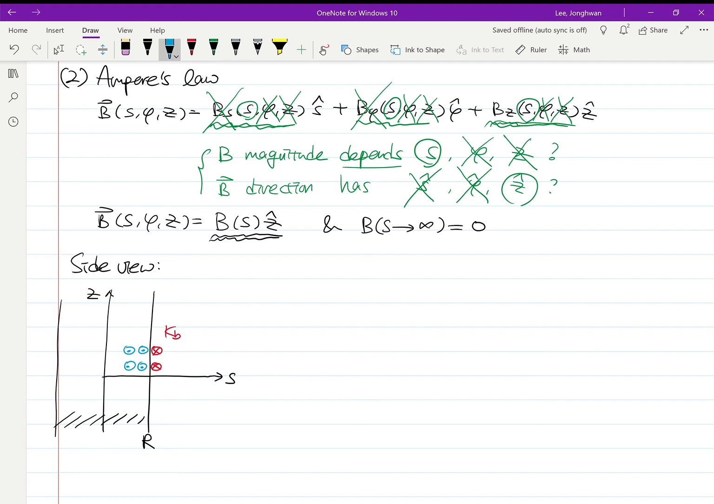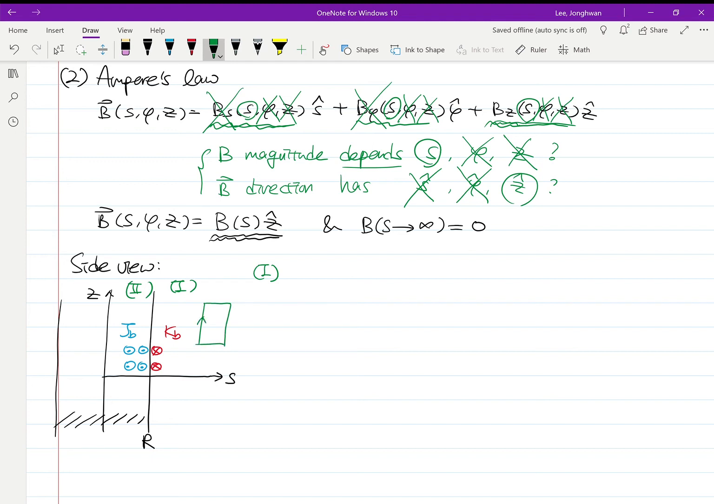As I said, we expect the B field will have a z hat direction. So let's try to find the B field, but we have two different regions in this question, like a Gauss law problem. So we will define outside and inside. We will apply Ampere's law separately for these two regions. So region 1, outside. We have to draw the Amperian loop first, and it's a little bit tricky, but let's draw it.